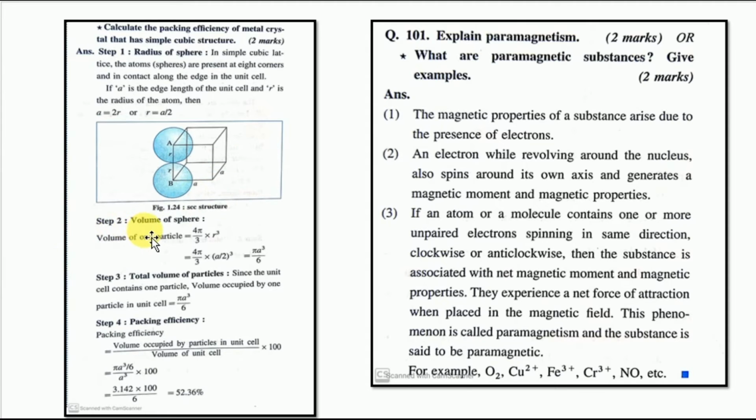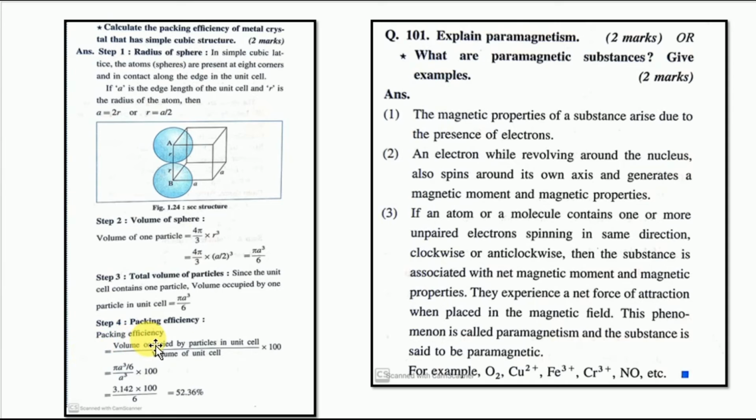So second step is volume of sphere. Volume of one particle is equal to 4 pi upon 3 into R cube. So after putting the values, 4 pi upon 3 into (A upon 2) cube is equal to pi A cube upon 6. Step third is total volume of particles. Since the unit cell contains one particle, volume occupied by one particle in unit cell is equal to pi A cube upon 6.